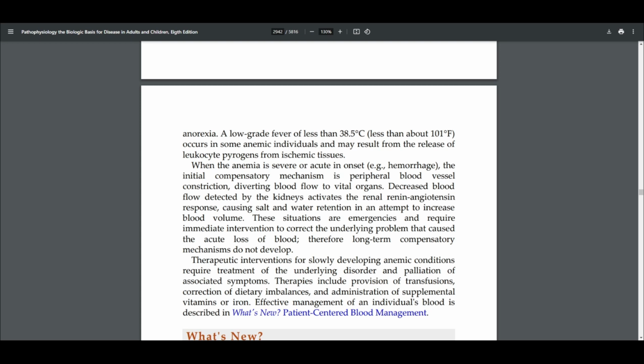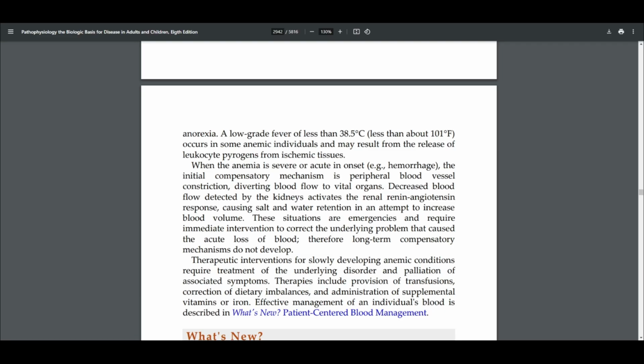When the anemia is severe or acute in onset, the initial compensatory mechanism is peripheral blood vessel constriction, diverting blood flow to vital organs. However, that decreased blood flow detected by the kidneys activates the renal renin-angiotensin response, causing salt and water retention in an attempt to increase blood volume. These situations are emergencies and require immediate intervention to correct the underlying problem that caused the acute loss of blood. Therefore, long-term compensatory mechanisms do not develop.